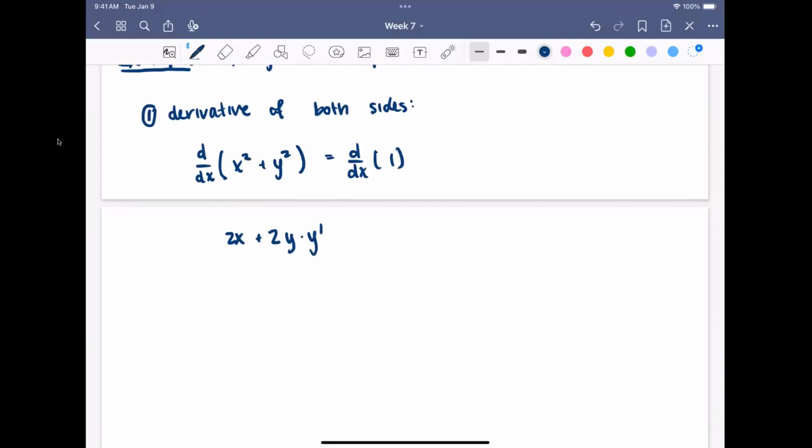Does that make sense? Yeah. You could also write this as 2y times dy over dx. Is one of these two things more comfortable than the other? Which one do you guys like better? The second one? Okay, let's do the second one. So we'll just write it like that, dy/dx.